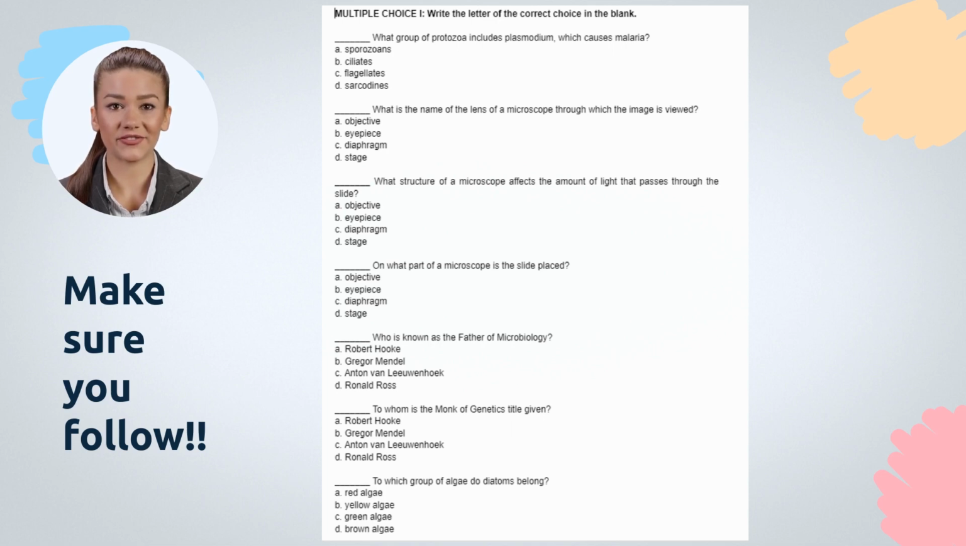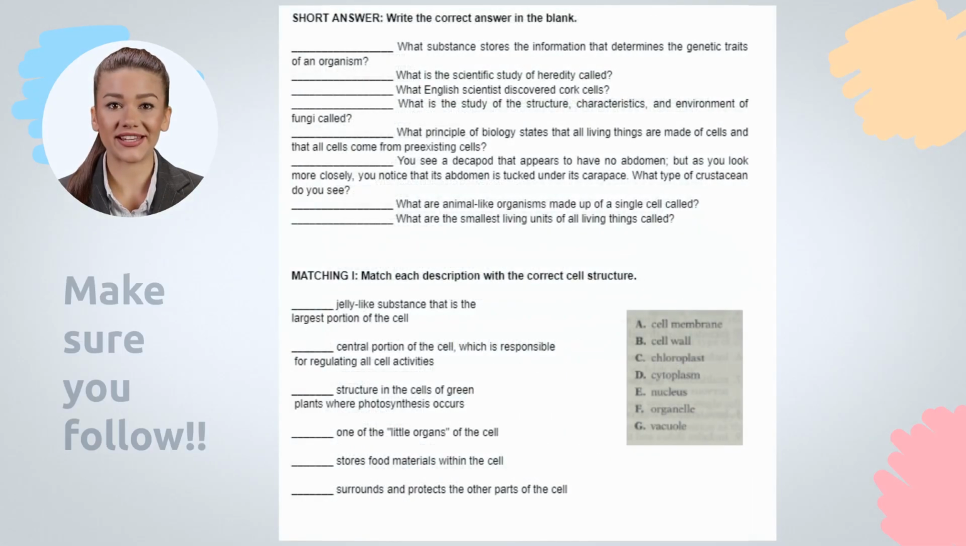All right, that covers the first 3 questions. Now it's your turn to take the reins. Continue working through the rest of the questions. Now let's answer the short answer section. I will read the first 3 questions, and you will write the correct answer in the blank on your study guide.